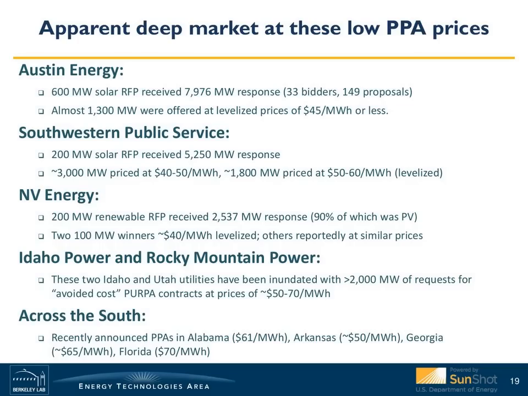We've also seen states like Idaho, where utilities are being inundated or have been inundated with many requests for avoided cost PURPA contracts that are priced in the range of $50 to $70 per megawatt hour. And as I mentioned on the previous slide, we've also seen the market expand across the South with competitively priced PPAs in states like Alabama, Arkansas, Georgia, and Florida as well.